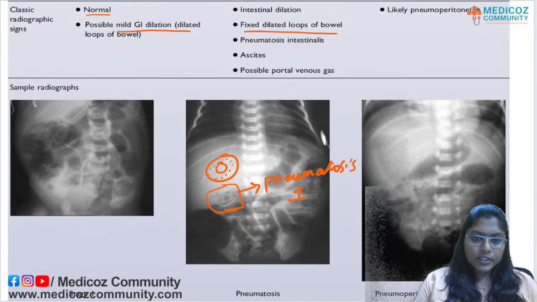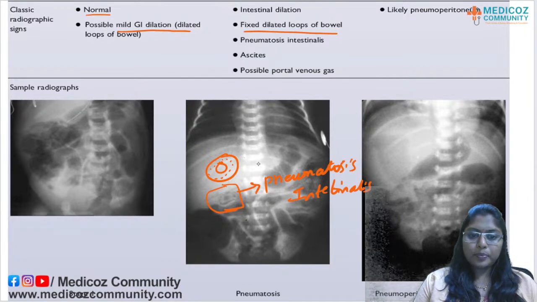Pneumatosis, air within the intestinal wall. And there can be ascites and possible portal venous gas also. And then finally, it will develop pneumoperitoneum. That is free air in the abdomen.